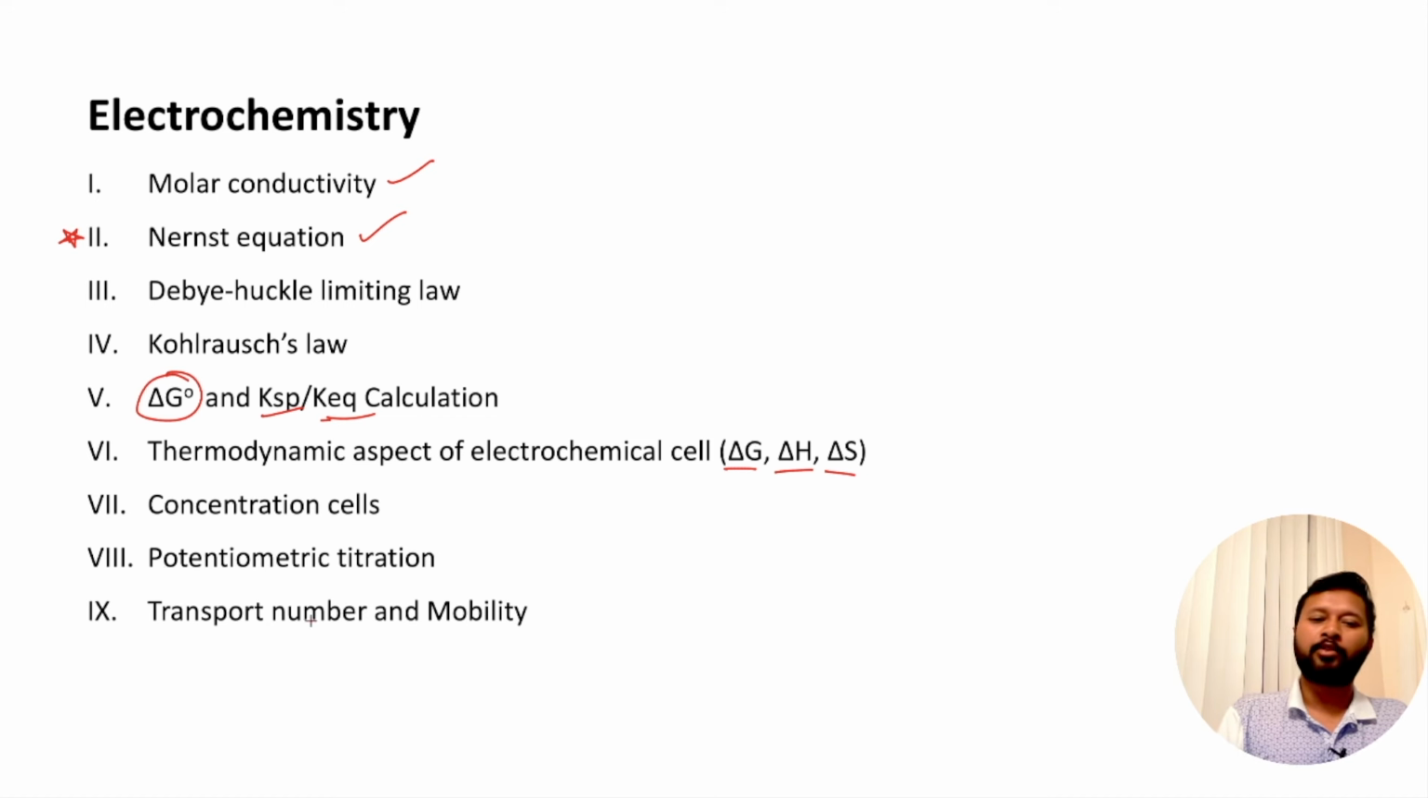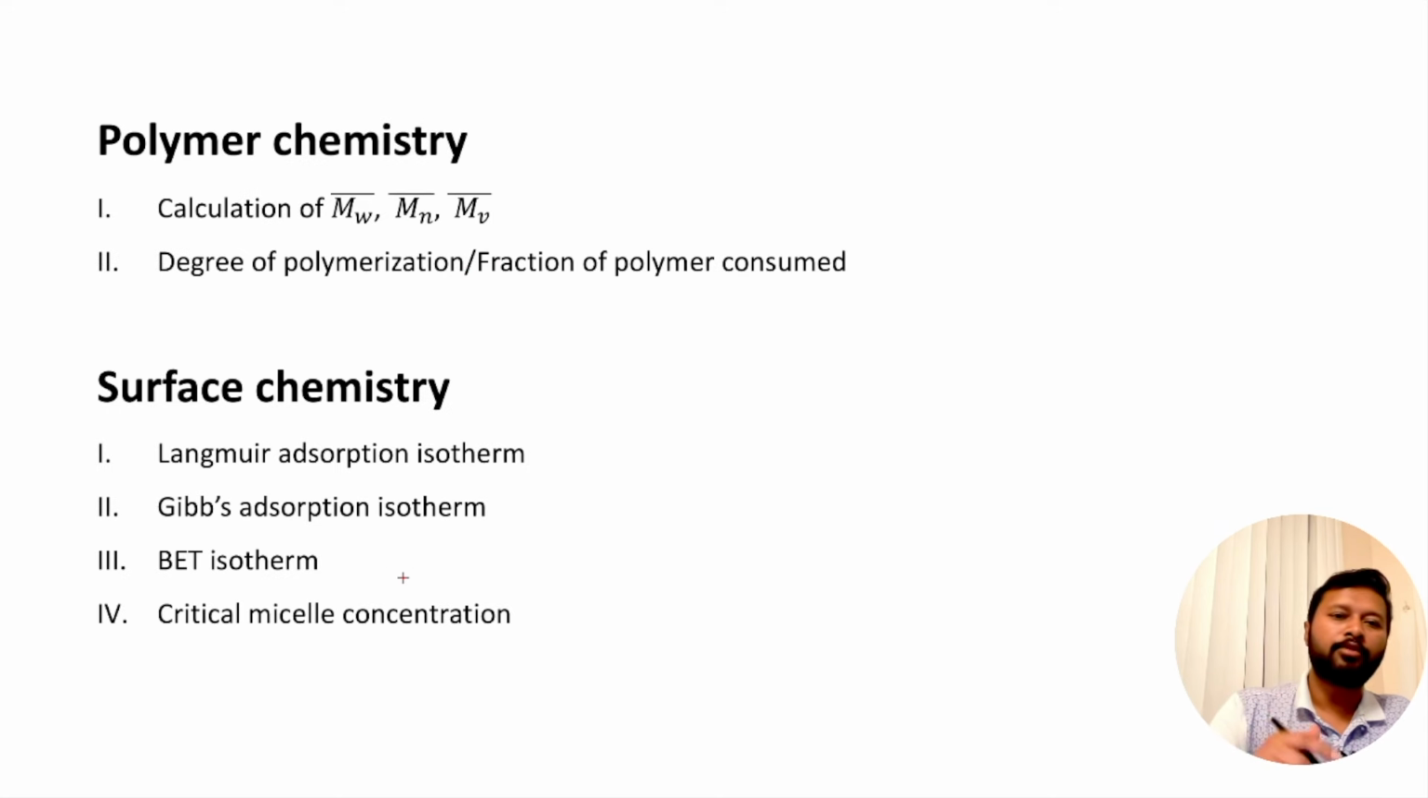Then questions based upon transport number and mobility, again these are super simple questions. You just need to understand the basic idea about that, calculating the ionic strength and related equations, related calculations. These are generally 4 marks or 2 marks questions. So again, this is important. All right, let's go to polymer chemistry.